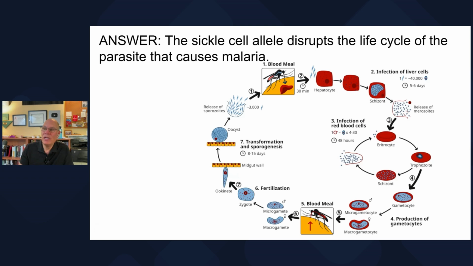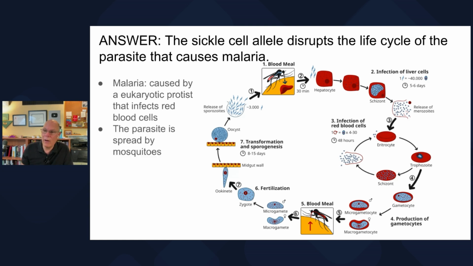The answer is because even though sickle cell disease is a dreadful disease with all these terrible symptoms, that sickle cell allele in heterozygotes disrupts the life cycle of a parasite that causes a tropical disease called malaria. Malaria is caused by a eukaryotic protist that infects red blood cells. So think about that, a cell that's so small that it can get inside other cells. It's not a bacterium though, it's a eukaryote. And the parasite is spread by mosquitoes.